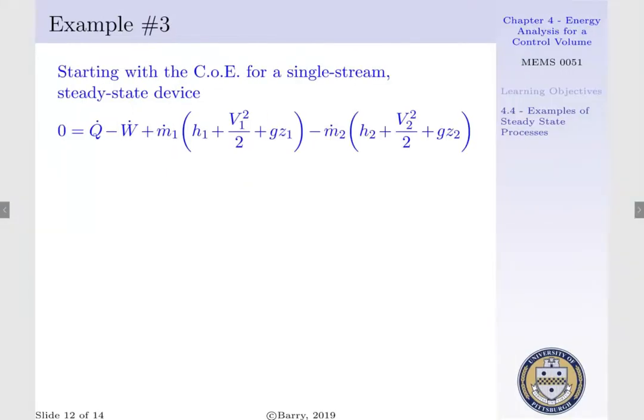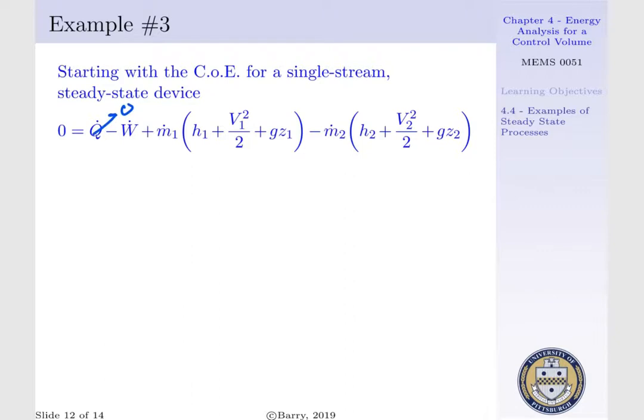We begin by writing the conservation of energy equation for a single stream steady state device. dE/dt is equal to 0, which is equal to Q dot less W dot, plus our mass flow into our system carrying an enthalpy, kinetic, and potential energy, less our mass flow out of our system carrying an enthalpy, kinetic, and potential energy. Under this particular formulation, we cannot neglect our change of potential energies. However, we will neglect any heat transferred to or from our system.